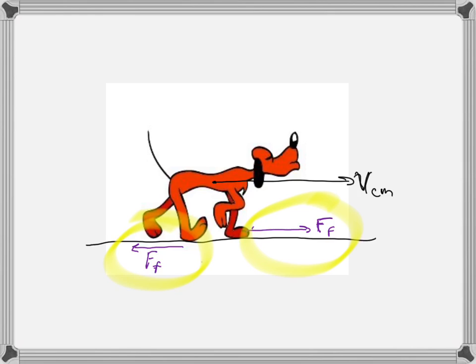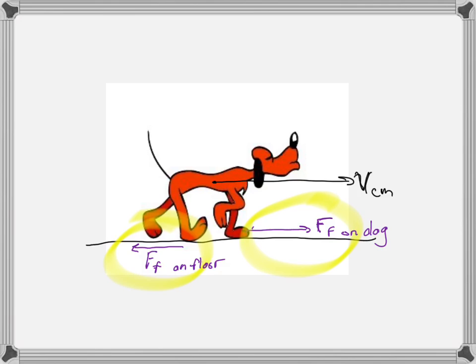So this force here is on the floor, and this force here is on the dog or on you. So the only way you can move is by having an external force push you. That is the only way you can move. And that external force when you're walking is the friction from the floor. So the friction from the floor is actually pushing you forward.